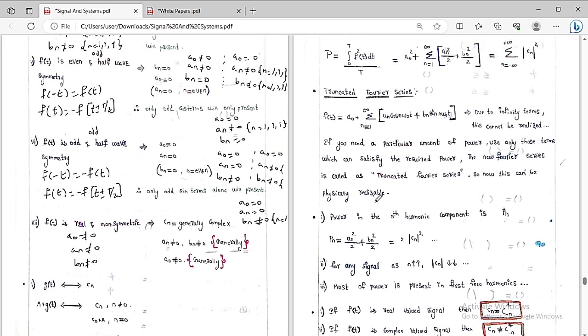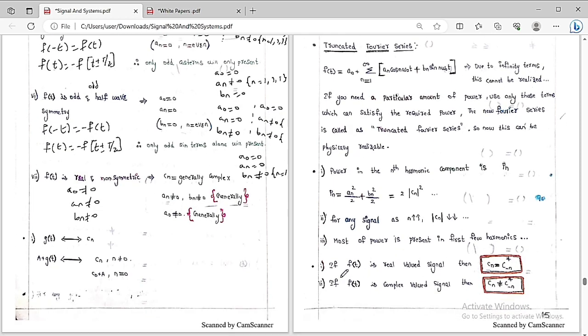So what I can say very simply is that most of the power is present only in the first few harmonics itself. Because I've already told you, as n increases, meaning the harmonic number increases, the Fourier coefficient value definitely decreases. That means their power is also going to decrease, because power is the RMS value squared. As the Fourier coefficient decreases, the RMS value decreases, and so the power also decreases. So most of the power is present only in the first few harmonics itself.